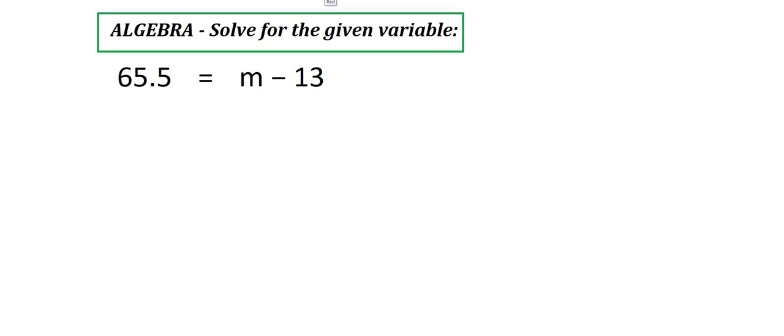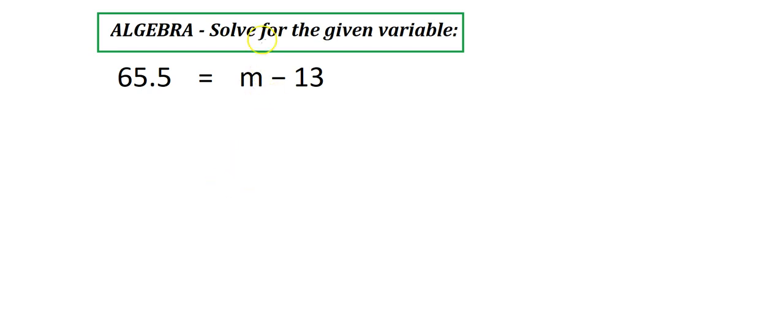Solve for the given variable. So in this particular equation, the given variable is m, and we have to solve for that particular variable. Just a reminder that what we're attempting to do here is to isolate the m and give the value for m.